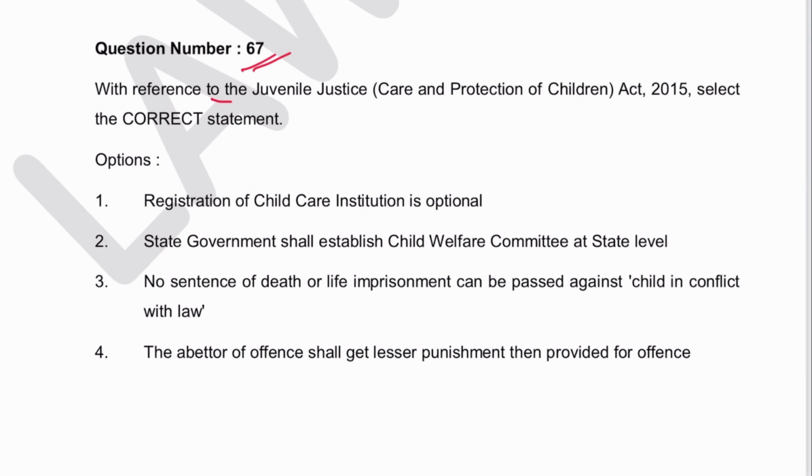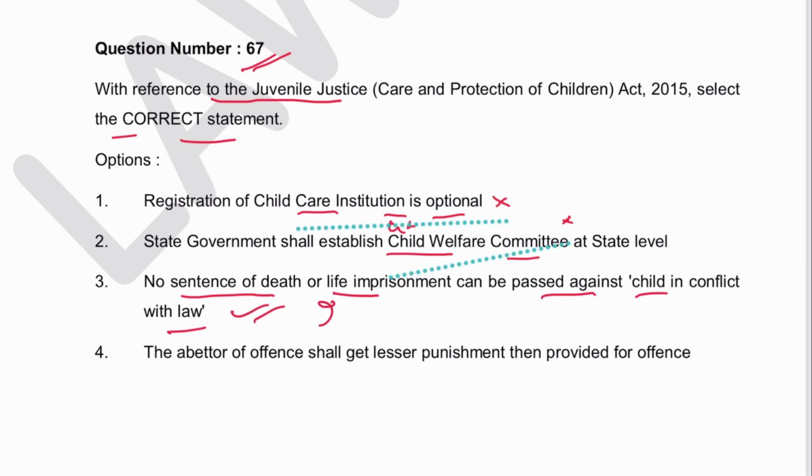Next 67. With reference to Juvenile Justice Act, select the correct statement. The registration of a child care institution is optional. No. State government shall establish child welfare committee at state level. It is central government. No sentence of death or life imprisonment can be passed against child in conflict with law. This is correct. Mentioned in section 21. Abettor of offence shall get lesser punishment than that provided for the offence. This is also wrong. So 3 is the answer.